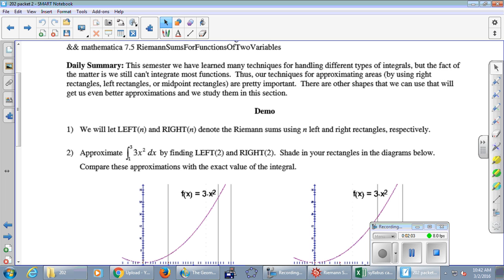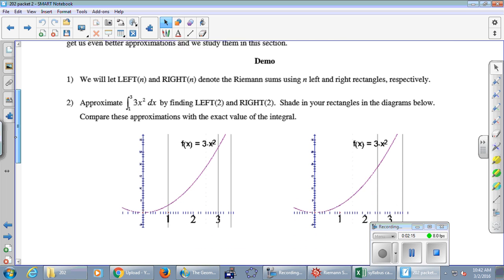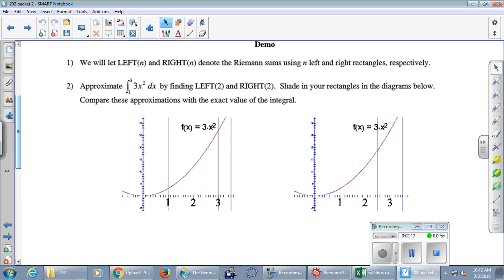Thus, our techniques for approximating areas by using right rectangles, left rectangles, or midpoint rectangles, we've seen all of those, are pretty important. And there are some other shapes that we can use that will get us even better approximations, and we study them in this section. So in demo number 1, we're going to let L_n and R_n denote the Riemann sums. Remember where we would use right rectangles or left rectangles to approximate the area under some curvy thing. We're just getting notation for n being the number of rectangles that we use. And so each of these is going to represent an approximation of an area.